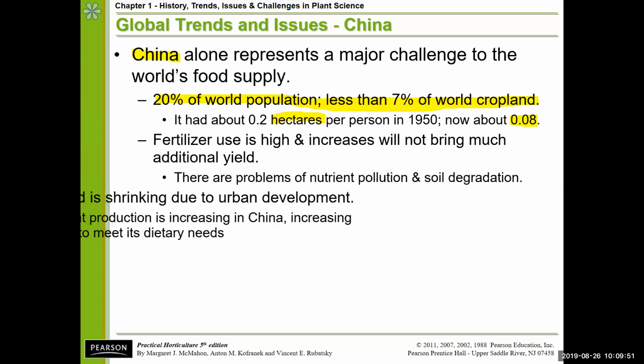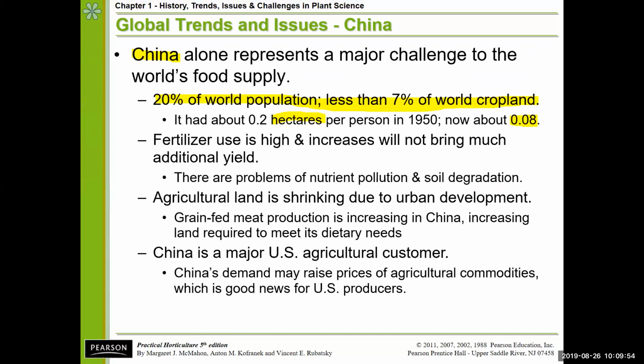China's a big user of our agricultural crops. In Virginia, actually, it's the greatest user of our agricultural exports. I'm sure you've probably heard in the news a lot about the whole tariffs and trade wars thing. And you also hear a lot of that affecting agriculture greatly. That's because China today has more than 20% of the world's population, but less than 7% of the world's cropland.